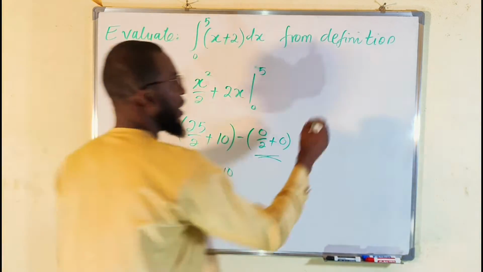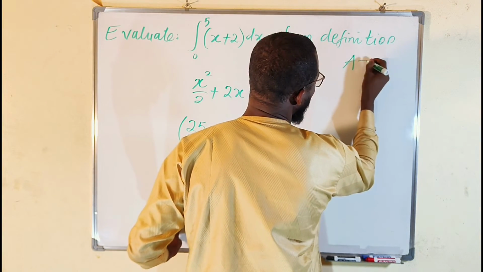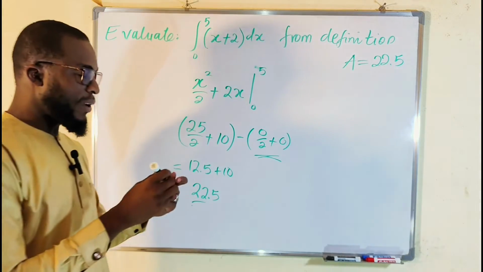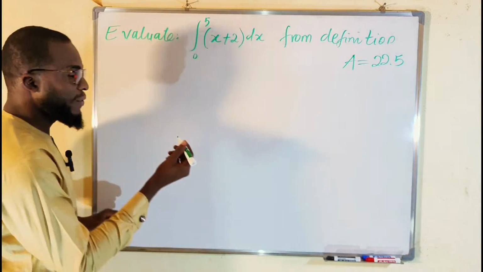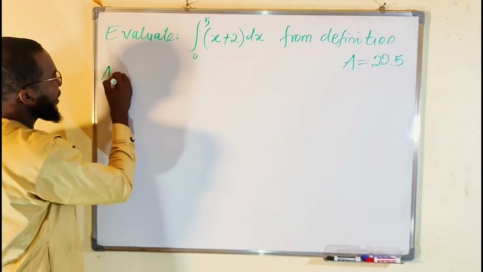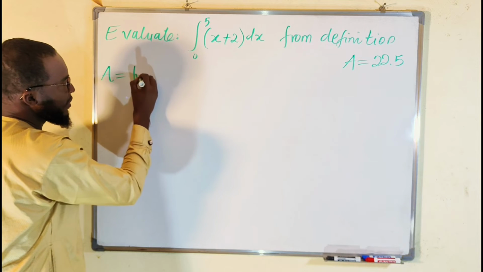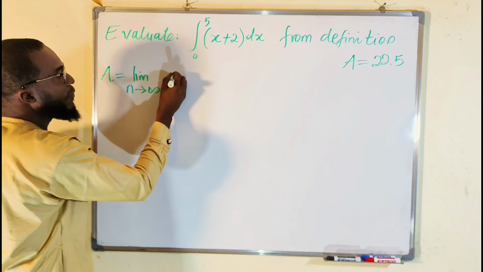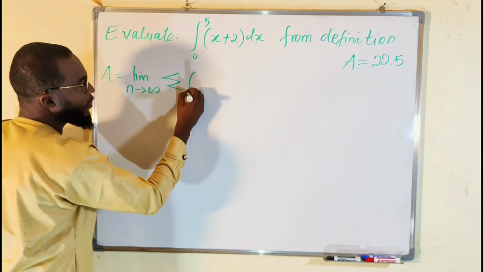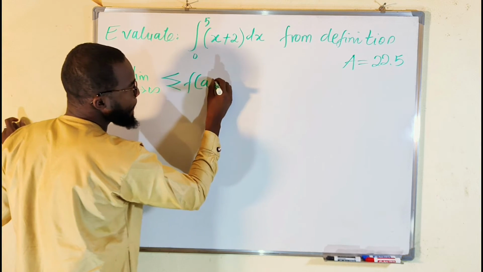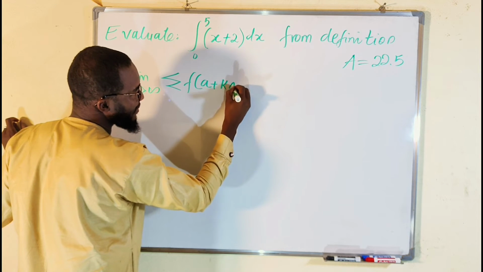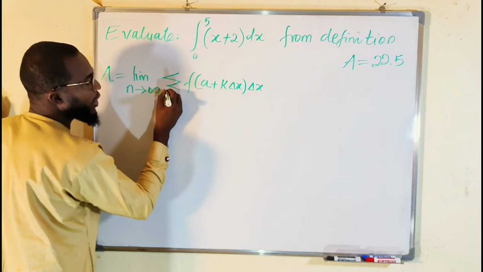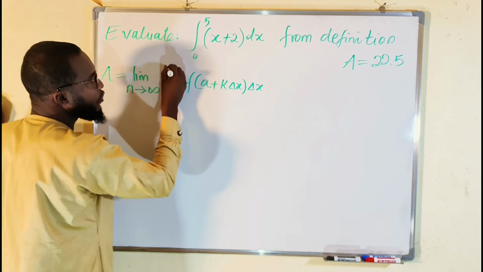Let me find somewhere and write it. So the area under the curve is 22.5. Now let us apply the definition. From the definition, we have the formula of the area as the limit as n approaches infinity of the summation of the function f of a plus k dx, multiplied by dx, from k equals 1 to n.